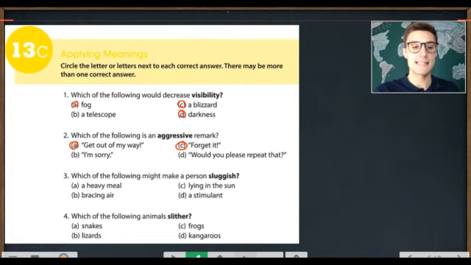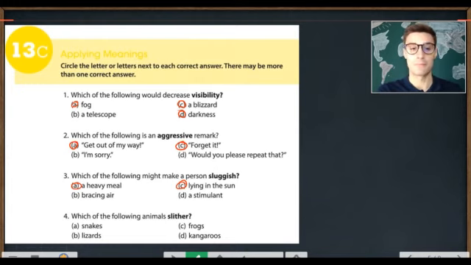B. Bracing air. C. Lying in the sun. D. A stimulant. So a stimulant is something that gives you energy. Like coffee. Coffee is a stimulant. It gives you energy. Red Bull and energy drinks, they are stimulants. They give you energy. Just so that you know. So which of the following might make a person sluggish? I see two that are correct. A heavy meal. C, lying in the sun. That always makes me sluggish.